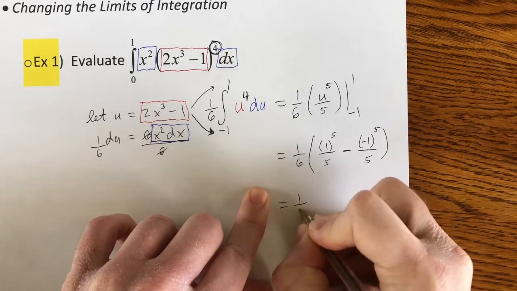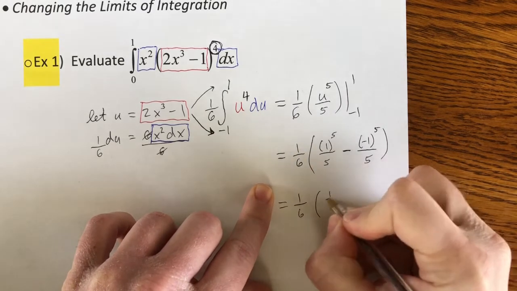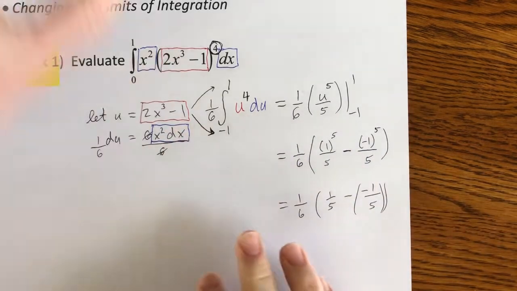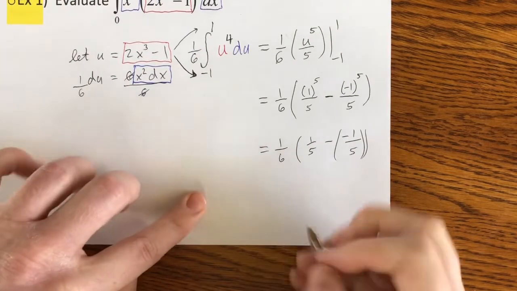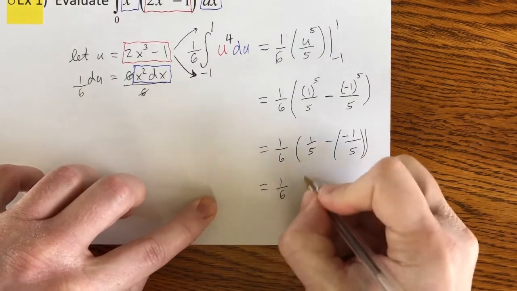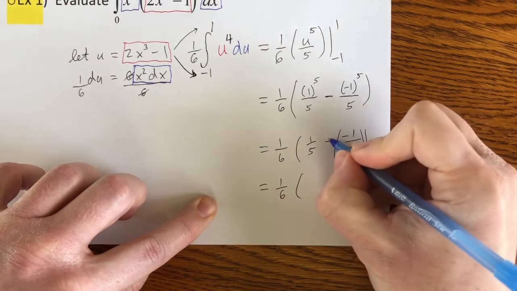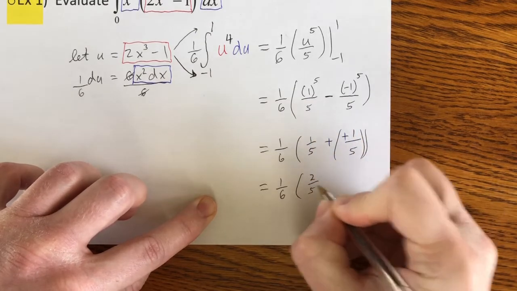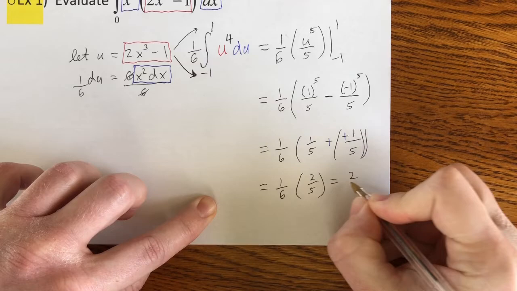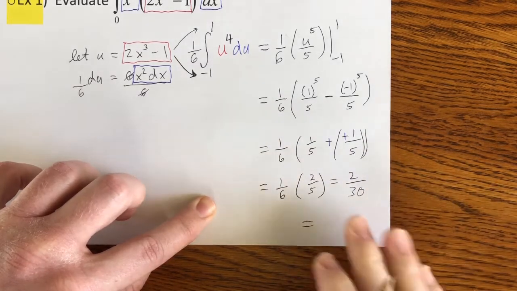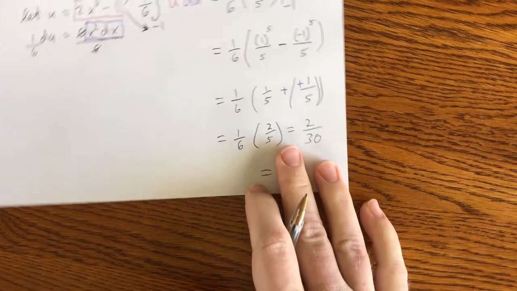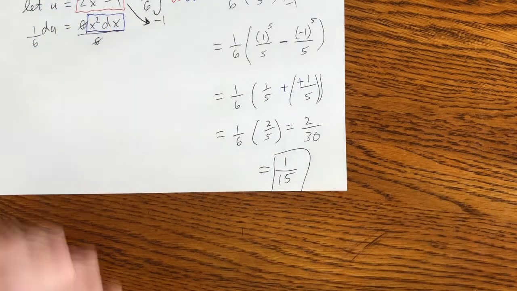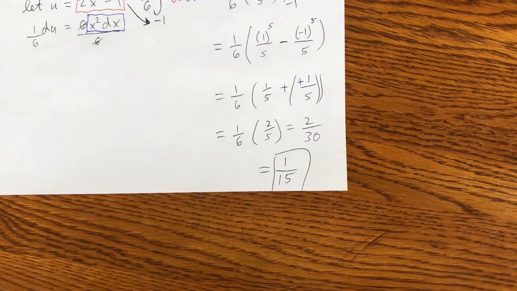And then what do we get? Well, we get 1/5 minus a -1/5. And so, what does this ultimately give us? 1/6 times, a negative times a negative is a positive. So 1/5 plus 1/5 is 2/5. And we get 2/30, which of course, finally, gives us what? Reduce. 1/15. There you go. First example under our belt.